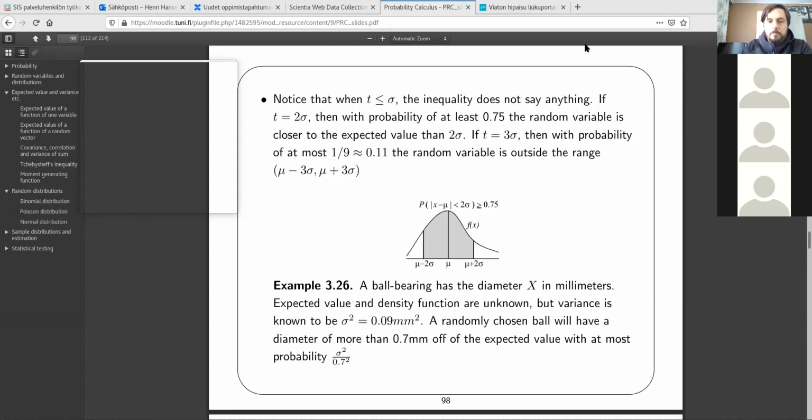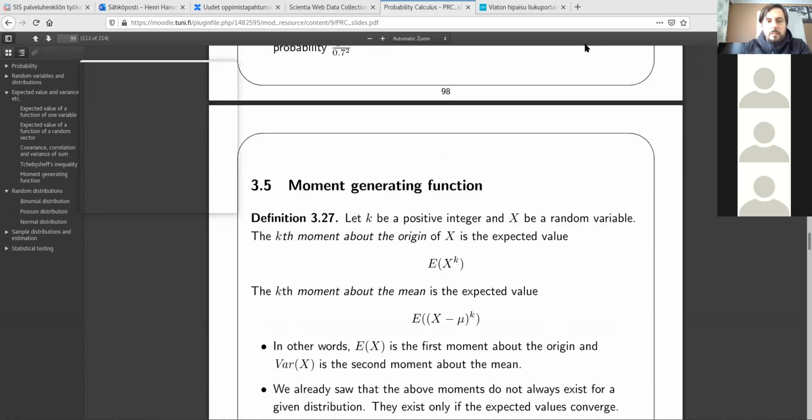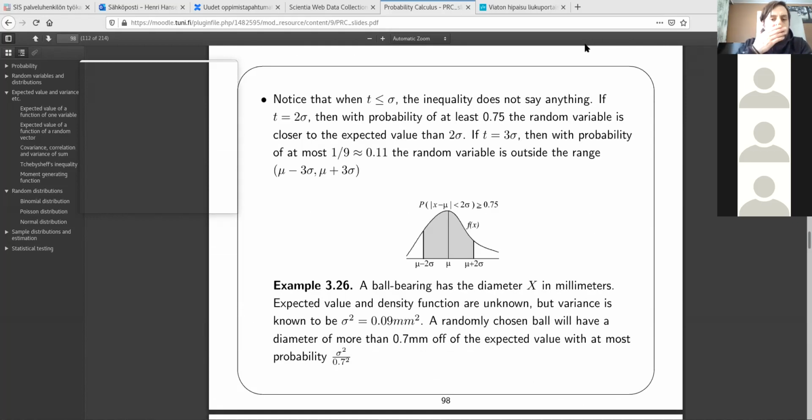Here's an example. A ball bearing has a diameter of x millimeters. Expected value and density function are unknown, but variance is known to be 0.09 millimeters squared. Of course, this is squared because the variance is a square of something. A randomly chosen ball will have a diameter more than 0.7 millimeters off of the expected value with probability at most sigma squared over 0.7 millimeters squared. And we can calculate this.